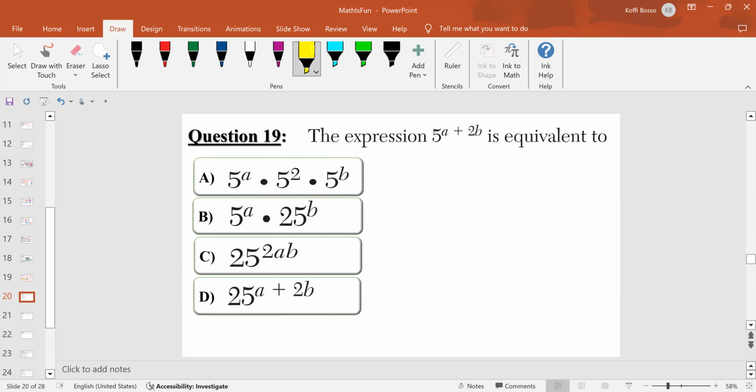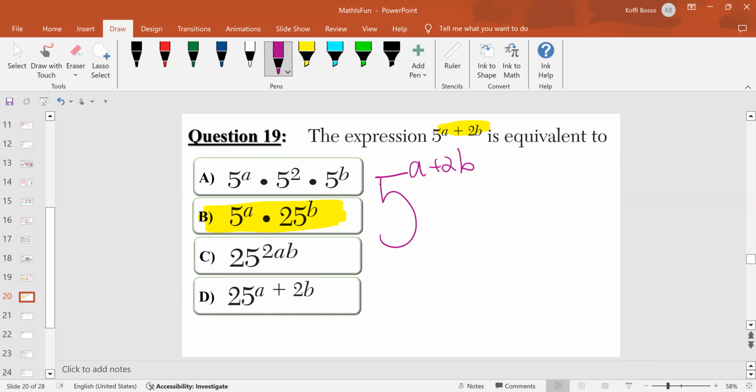Question 19. For question 19, I'll tell you right away that the correct choice is B. Yes, this is the expression 5 to the a plus 2b. Understand that a plus 2b represents the exponent. So you have a 5, which is the base, and the exponent will have a plus 2b. I said that the correct choice is B.